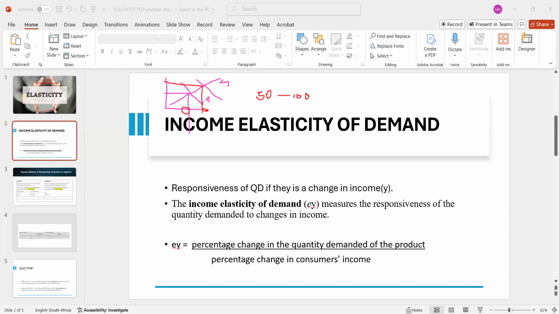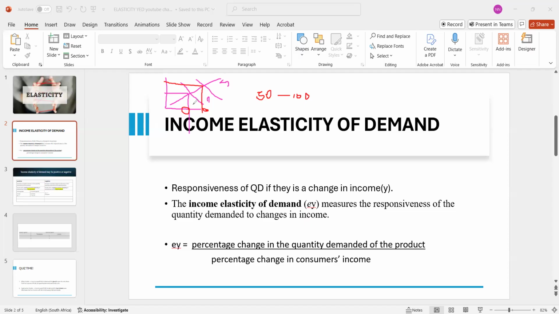Just like in the price elasticity of supply and the price elasticity of demand, we wanted to determine the magnitude of change. Even here we're still looking at the magnitude of change, but now we're focusing on if there's a change in income, what will be the magnitude of change in the quantity which is demanded?